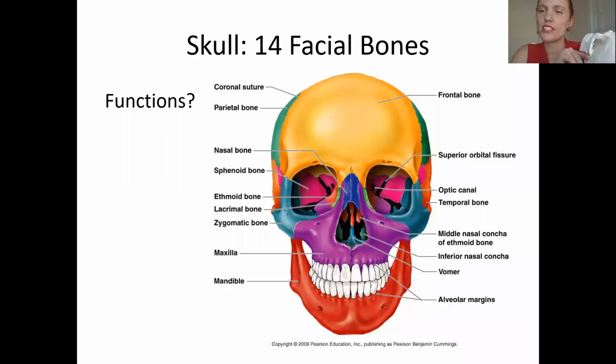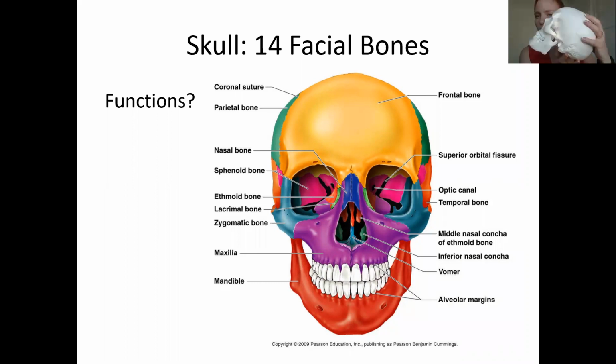So here we are. This is the second piece of the axial skeleton lecture. We already talked about the cranial bones, and we talked about how those holes are for cranial nerves and blood vessels to pass through. We talked about structures for muscle attachments, and ones that are related to the sense organs. Now we're going to be moving on to the facial bones.